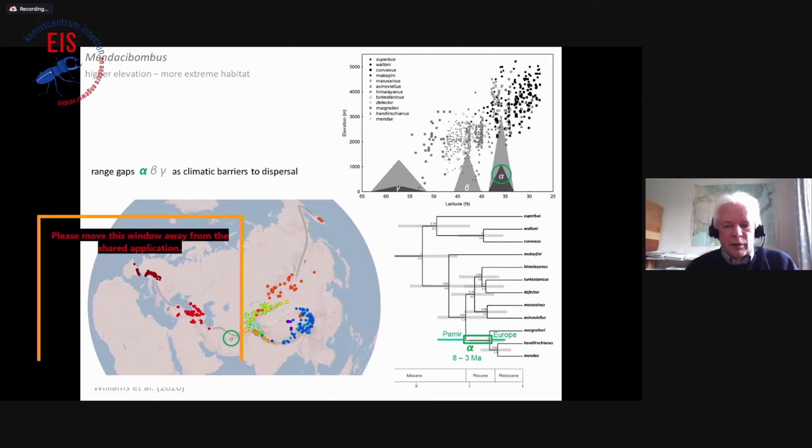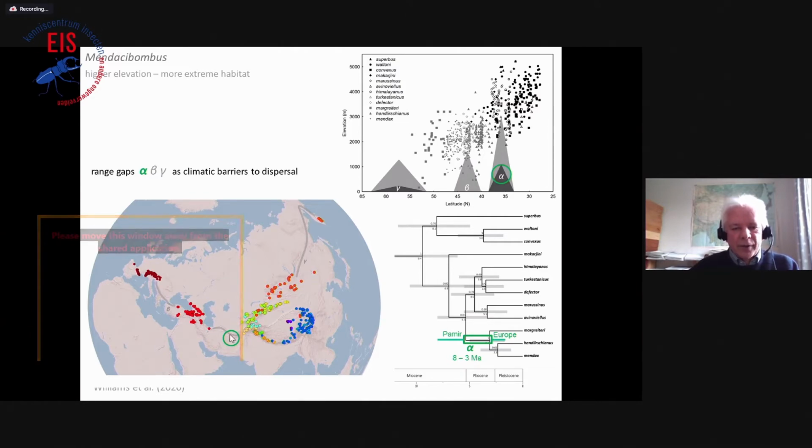But we can look at this in a lot more detail by looking at the group Bendacu Bombers, because these are much more specialized in more extreme habitats right at the top of mountains. And if we look at the data here, we've got distributions of these bees in Asia, in the high mountains, and in Europe. But we have 3 big gaps, 1, 2, 3, in their distributions where they don't currently occur.